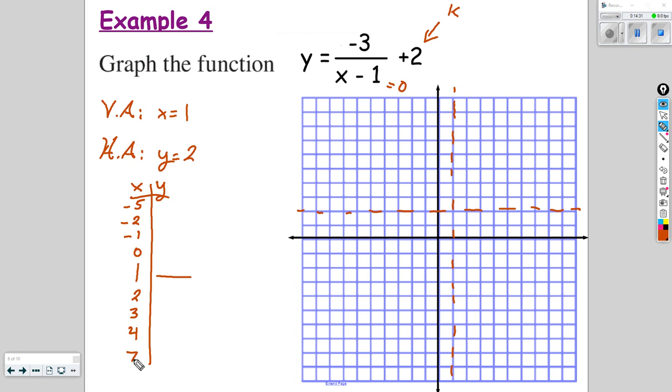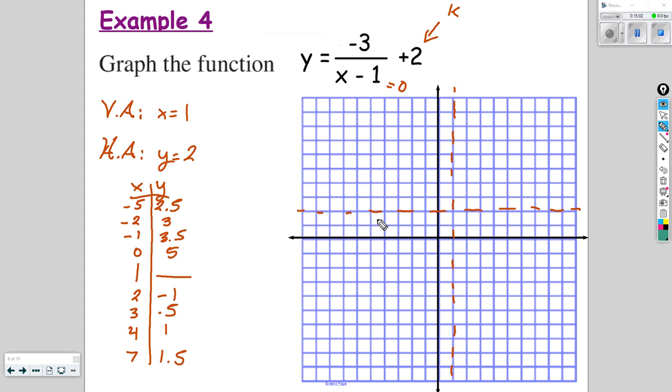If we plug in -5, we get 2.5 out. We plug in -2, we get 3, -1, 3.5, 0, 5. If we plug in 2, we get -1, 3.5, 4, 1, and then 7, 1.5. All right, we can approximate these values on our graph and then graph our function.